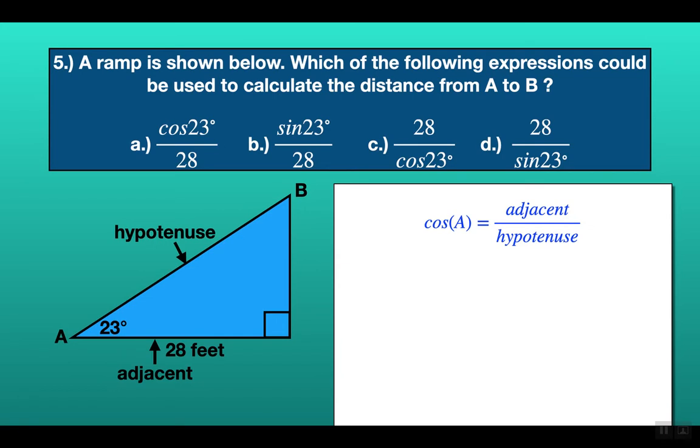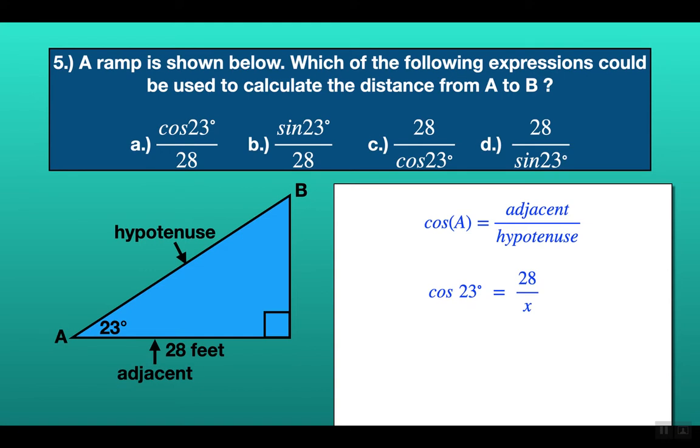And by the way, in this question, we don't actually have to solve it. We just have to pick which expression will allow us to solve it if we had to solve it. Okay? So now that we know that cosine is the adjacent side over the hypotenuse side, let's substitute into that formula the information that we know. We know that the angle is 23 degrees, and we know that the adjacent side is 28 feet. So let's substitute that into the formula. And now we have that the cosine of 23 degrees equals 28 over the hypotenuse.